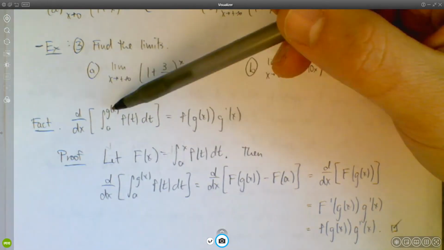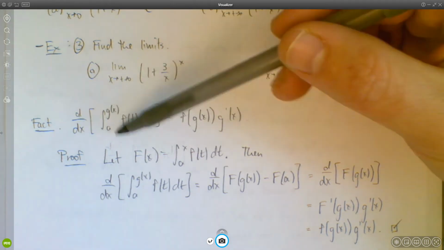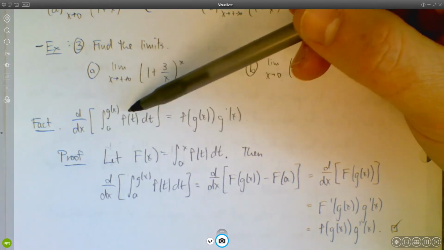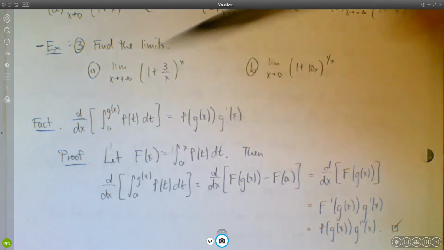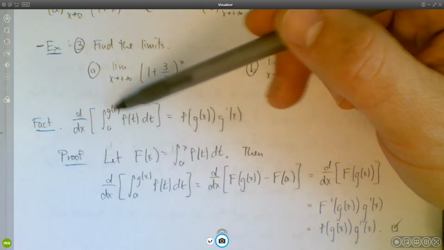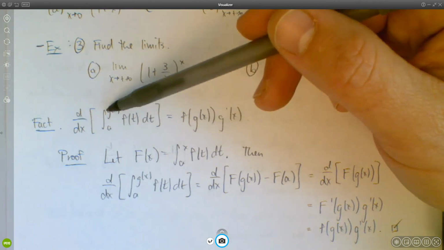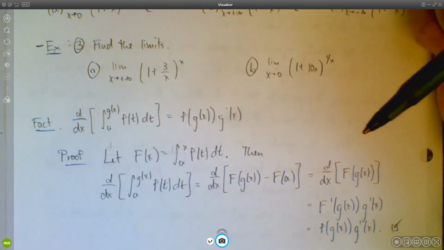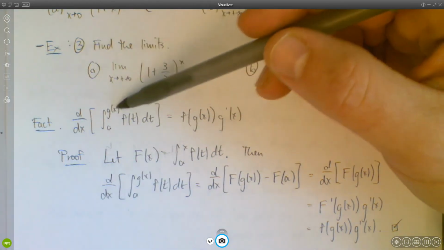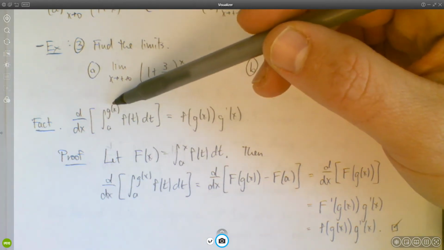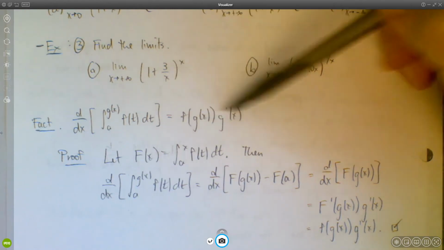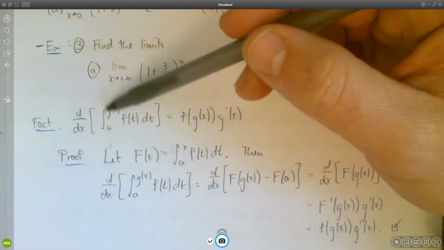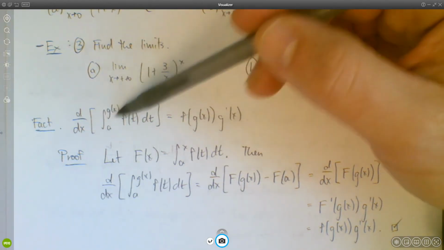The derivative of the integral from a to some function of x, g of x, of f of t dt. Now, if this was just a to x, instead of being a function of x, then the derivative of this thing would just be f of x, right? But because this is a function of x, we actually end up having to use chain rule. And what you get is f of g of x times g prime of x, right? So you have to multiply by the derivative of that upper limit.